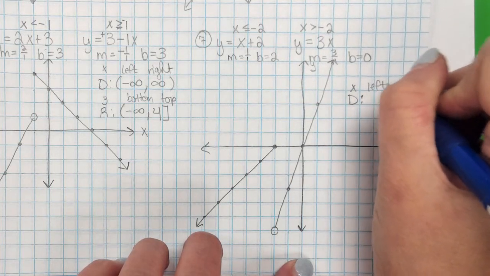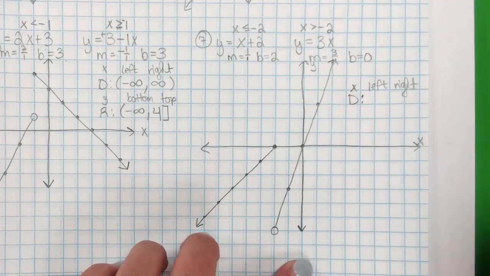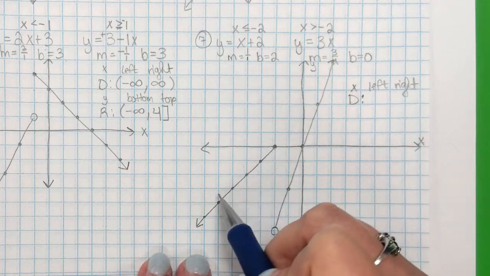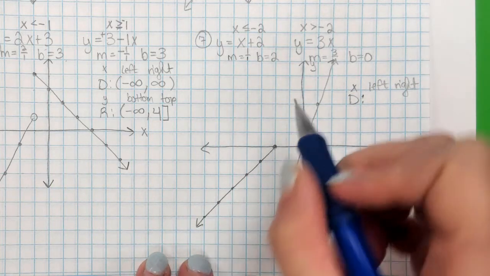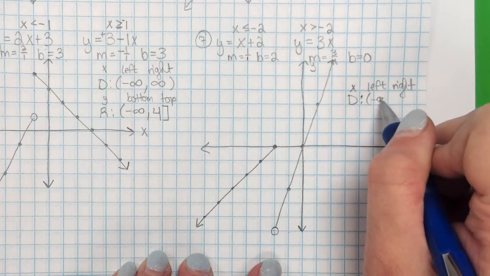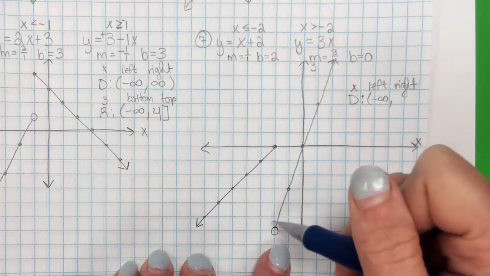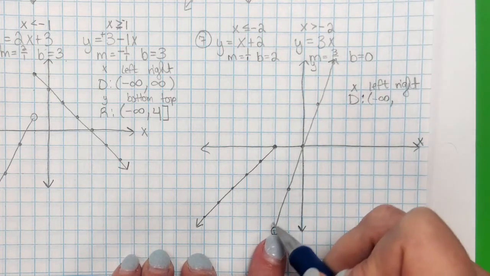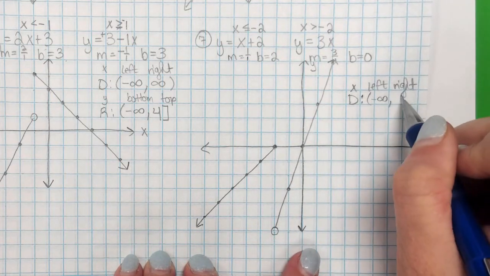All right, domain is from left to right. So we took all our x's to the left, which is this way. I don't want to think down. I want to think left. That's negative infinity. And I don't want to think this guy's going up. I want to think that he's going to the right. So that's positive infinity.